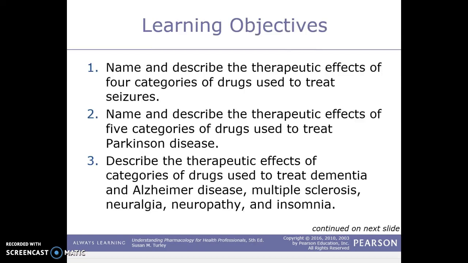There's a lot of slides here, a lot of information in the textbook, so I'm just going to touch on a few things just to remind you about them. We're going to be looking at things that can be used to treat seizures, specifically epilepsy. We're going to be looking at things used to treat Parkinson's disease, Alzheimer's, dementia, multiple sclerosis, neuralgia and neuropathy, and insomnia. It might seem like a lot of categories lumped together, but anything that's affecting the brain is what we're looking at.